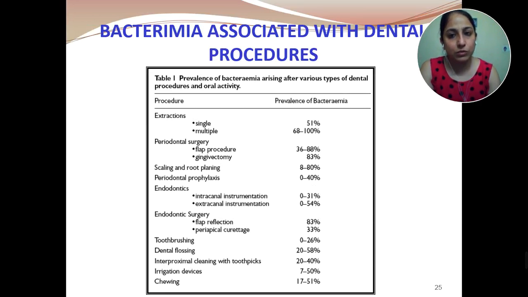Now this is a chart which shows bacteremia associated with dental procedures. Here we can see that most of these procedures, extraction, periodontal surgery, scaling, endodontic surgery, even toothbrushing, dental flossing, interproximal cleaning with toothpicks, irrigation devices, chewing, all these procedures can lead to bacteremias, but they have a different percentage in which bacteremia can occur. So one has to be very cautious when dealing with such patients and any of these treatments which can lead to bacteremia and hence infective endocarditis.